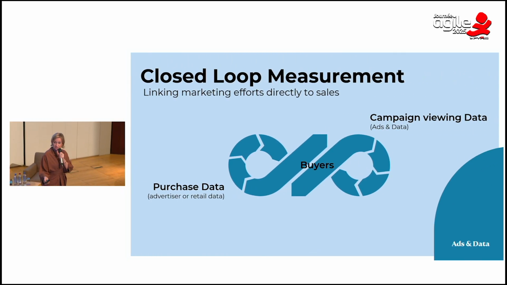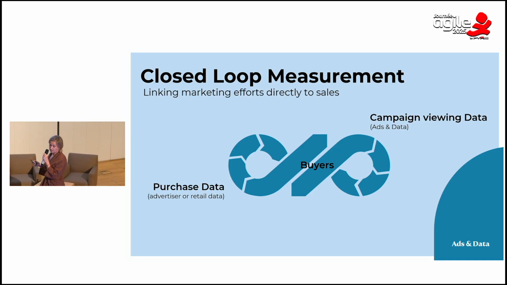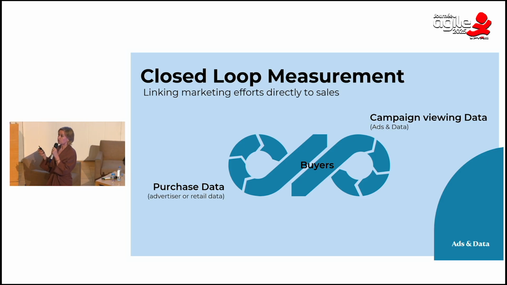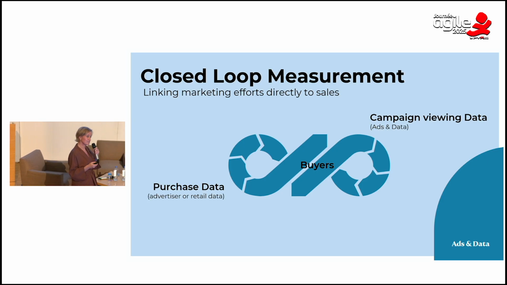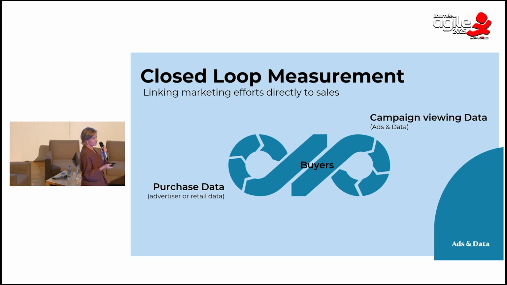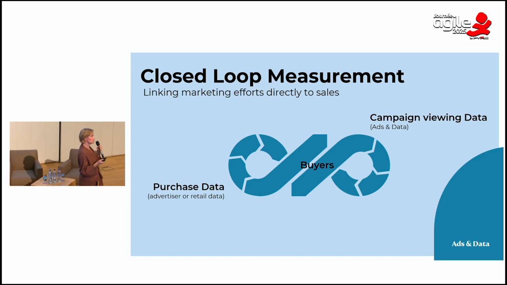Of course, this is again done in the secure environment of the data clean room. We link the viewing data of the campaign to the sales data of the advertiser or the retailer. As you see, we need two types of data: the campaign data, which comes from Ads and Data if it's an online campaign, a BVOD campaign, or a CTV campaign. But the viewing data can also come from the telco partners, Telenet and Proximus, if it's a linear TV campaign or even an addressable TV campaign, which we want to measure.